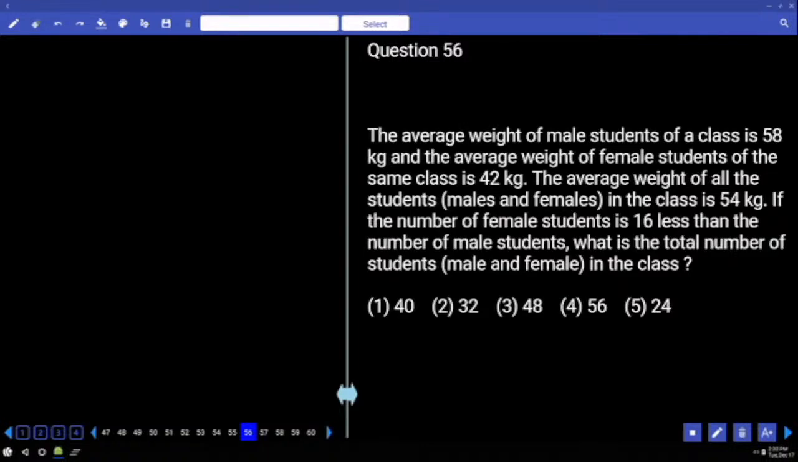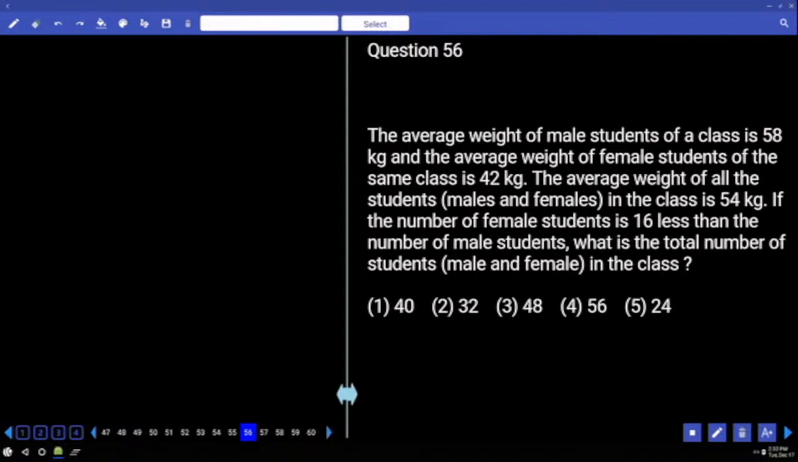So first, start with miscellaneous, question 56. The average weight of male students of a class is 58 kg and that of female students is 42 kg. The average weight of all the students in the class is 54 kg. If the number of female students is 16 fewer than male students, what is the total number of students?